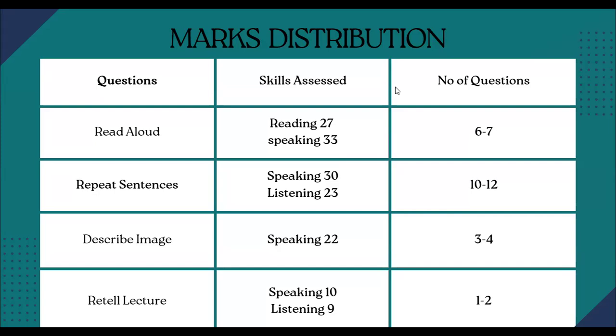Okay. So in read aloud, which is your first question, this question gives you a score not only in the speaking module, but at the same time in the reading module. So it's important that you focus on this question, not only with respect to style, the way you speak, your voice, your pitch, but with respect to the content as well. Because this question gives you 27 points in reading and 33 points in speaking. And you may expect 6 to 7 read aloud questions in your real exam.